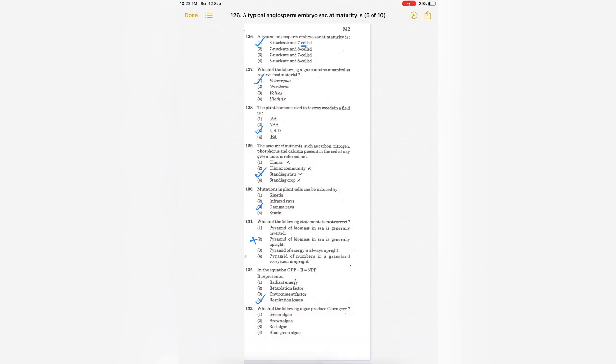Question number 133. Which of the following algae produce carrageenan? Carrageenan is produced by red algae, especially by Irish moss. Remember, Irish moss is actually not a true moss. It is nothing but an algae and its scientific name is Chondrus crispus. So the correct answer is red algae.